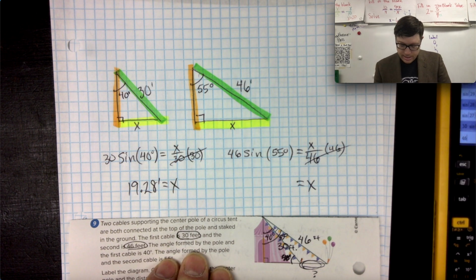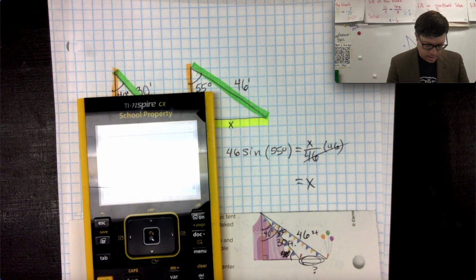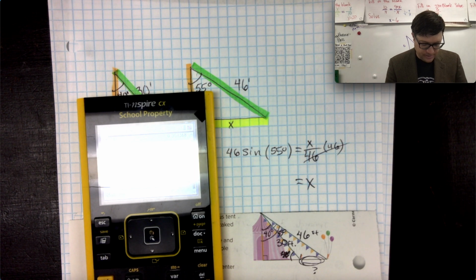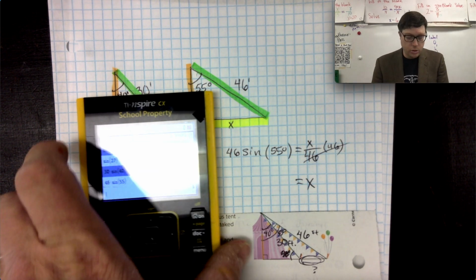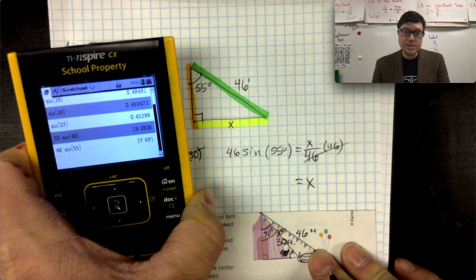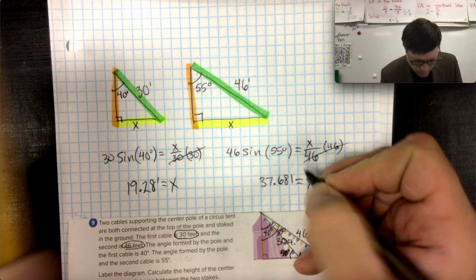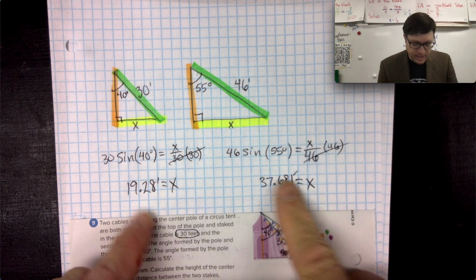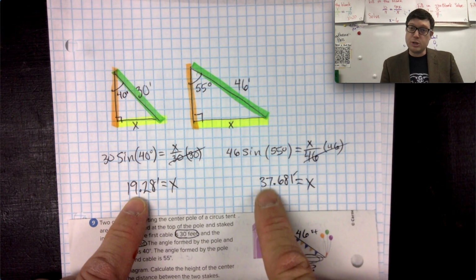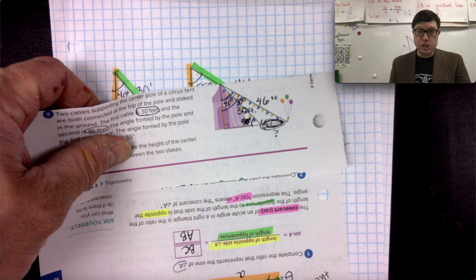So 46 sine 55. And I got 37.681. So if I take these two numbers and I subtract them, we're going to wind up finding the distance between the two stakes.